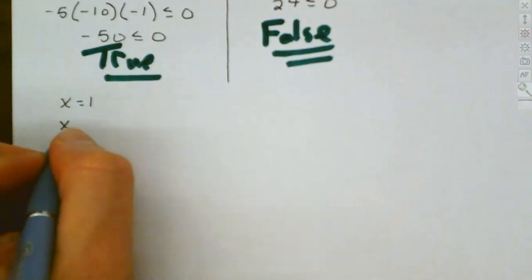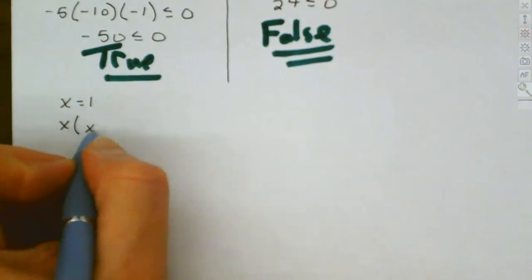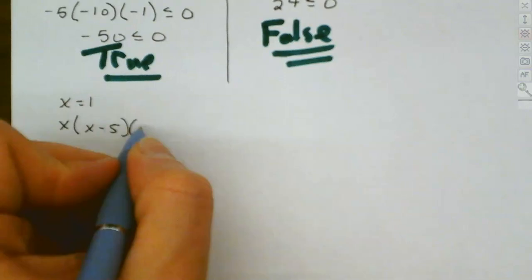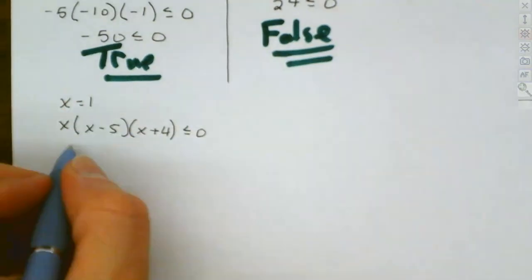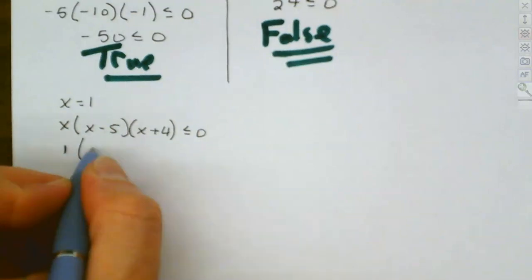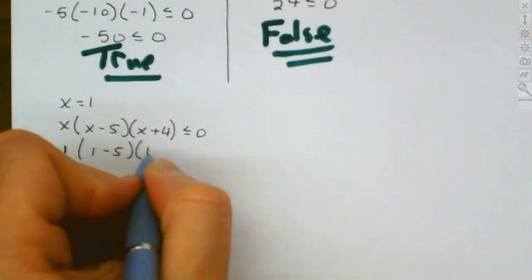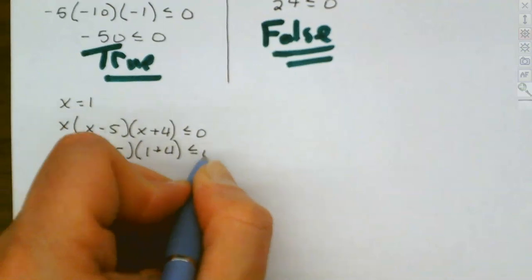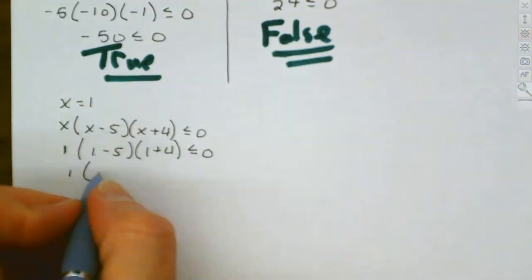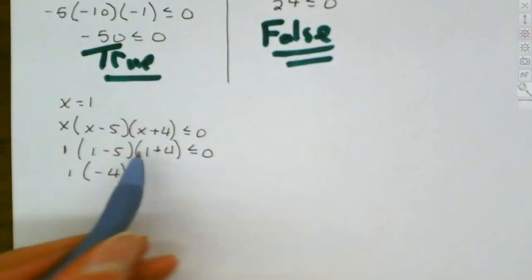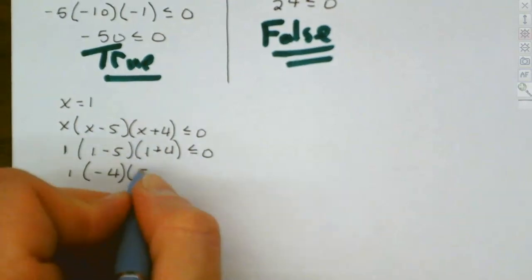And we're going to plug that into x times x minus 5 times x plus 4 is less than or equal to 0. So that's 1, 1 minus 5, 1 plus 4. So that's 1. 1 minus 5 is a minus 4. 1 plus 4 is a 5.